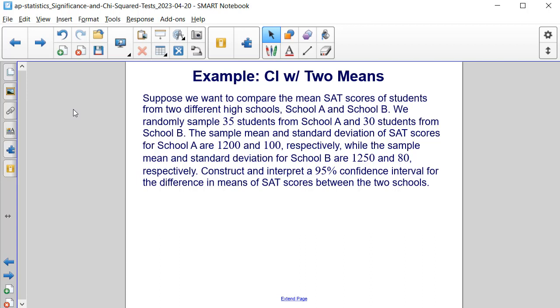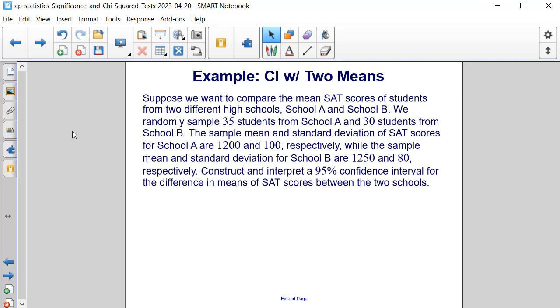Let's try an example on constructing the confidence interval with two means. Suppose we want to compare the mean SAT scores of students from two different high schools, School A and School B. We randomly sample 35 students from School A and 30 students from School B.